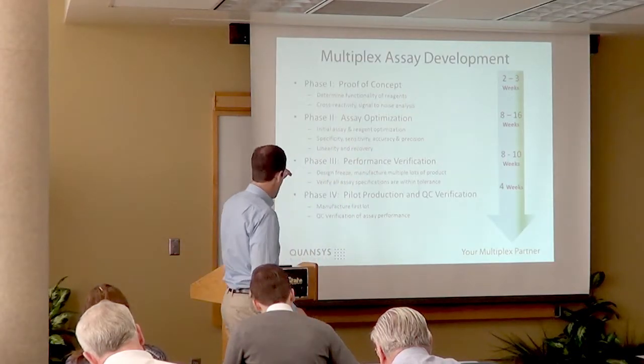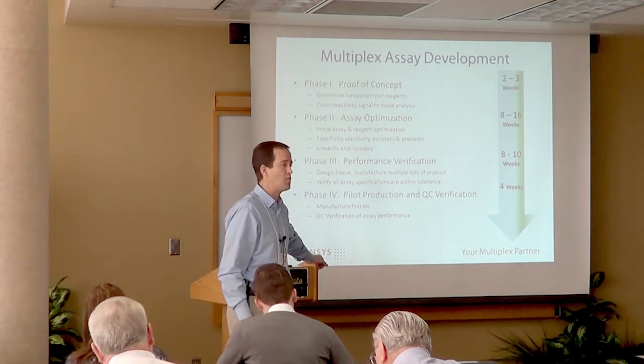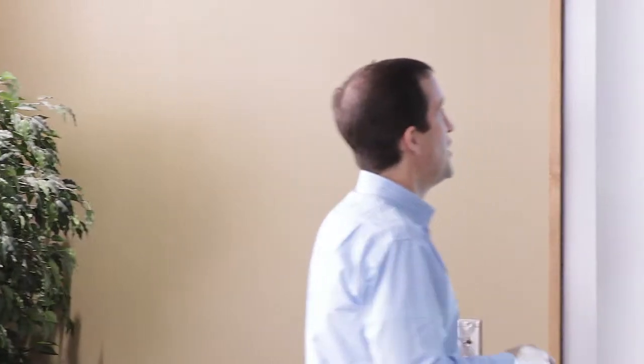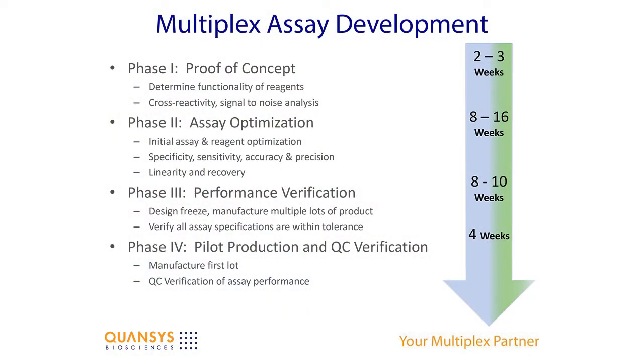So what we do at Quansys is we take our assay development process and we break it up into 4 unique phases. And those of you that have been on phone calls with me, you've heard this spiel, and so I apologize, but you're getting it again. So our first phase that we go through is our proof of concept. And we're going to break each one of these phases up in a little more detail.